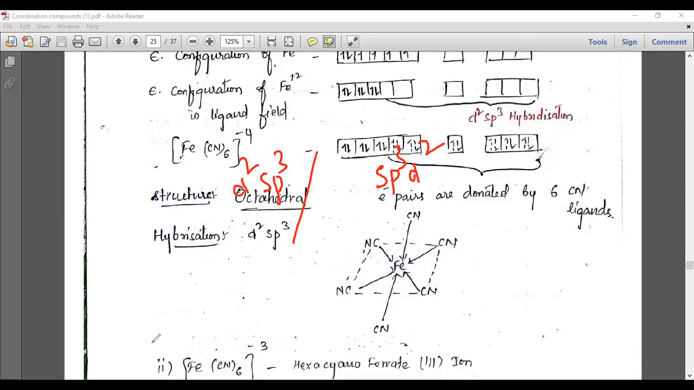d2sp3. If it is d2sp3, then it is called an inner orbital complex. And if it is sp3d2, it is called an outer orbital complex. So we will understand this. We see now an example for the inner orbital complex. Now let us see another example so that you can understand all these things.